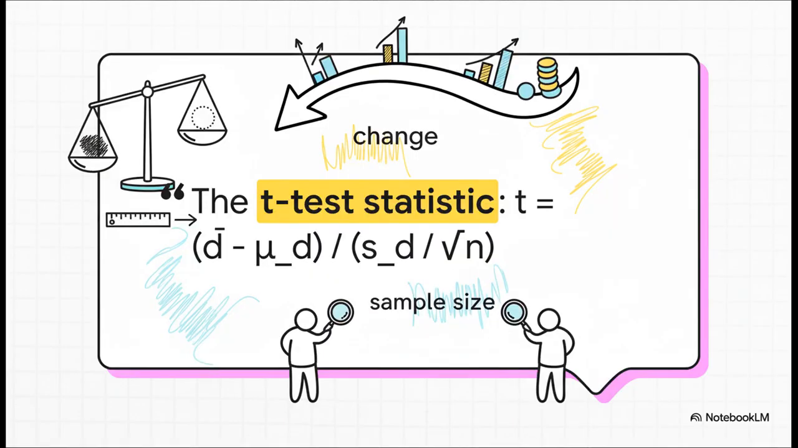So how do we test our claim? We need one single number that sums up all our evidence. A number that asks, how big was the average change we saw compared to the idea that there was no change at all? And it also needs to account for how many pairs we tested and how much those differences varied. That is exactly what this tool, the t-test statistic, calculates for us.